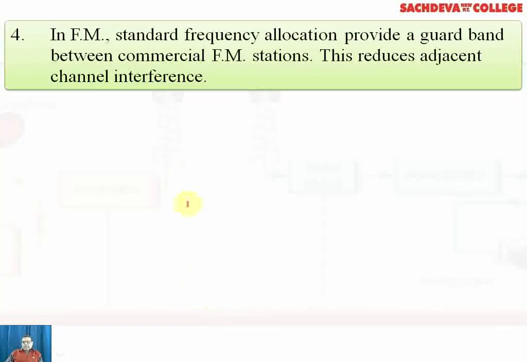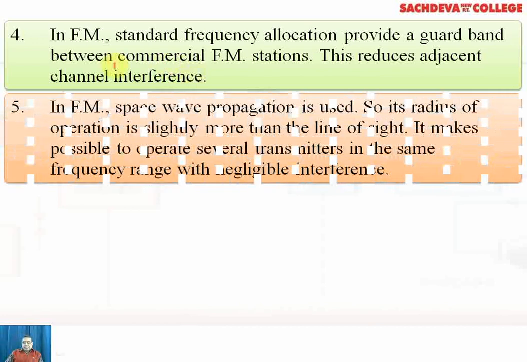In frequency modulation, the standard frequency allocation provides a guard band between the commercial FM stations. When we say commercial FM stations, we are referring to radio stations. Radio station means where radiations are transmitted. This reduces the adjacent channel interference. So in FM transmission, the adjacent channels don't interfere with the transmitted frequencies.